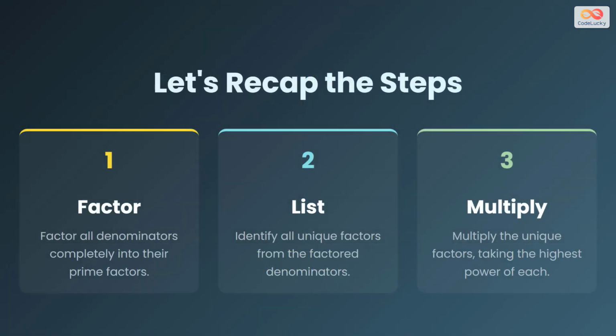To summarize, finding the LCD is a simple three-step process. First, factor all the denominators completely. Second, make a list of all the unique factors you found. And third, multiply those unique factors together, making sure to use the highest power of each factor that you observed.